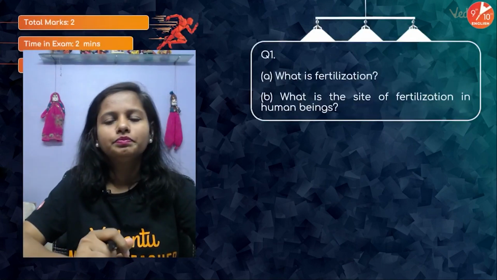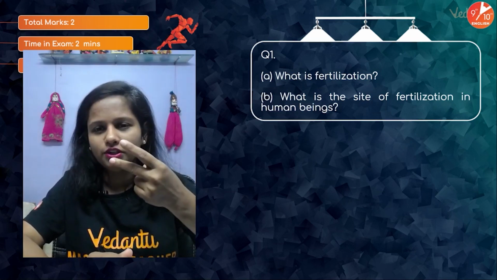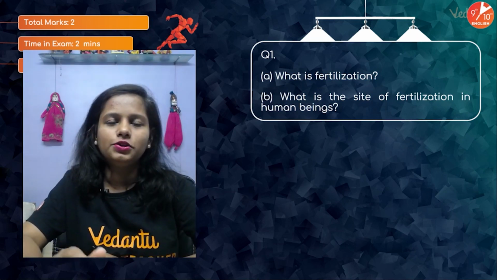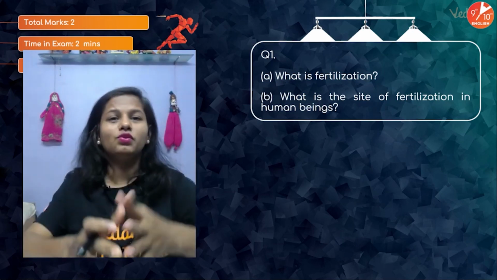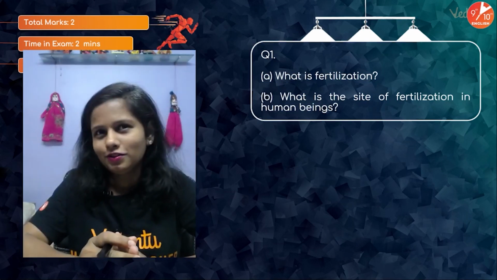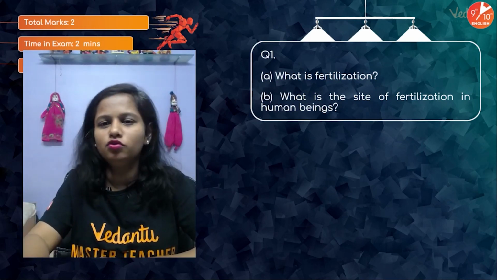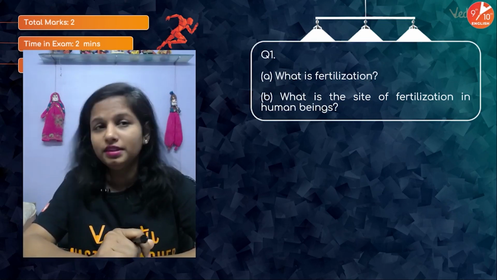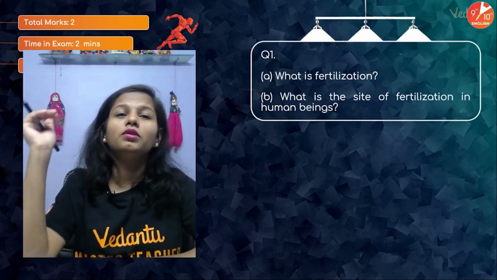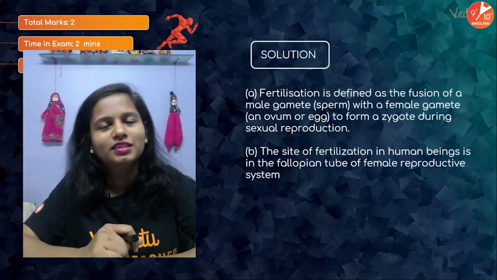Okay, here we go. So the first question is, again it's 2 marks, so 2 questions. Okay, what is fertilization? So the fusion of the sperm cell with the egg cell is what we call as fertilization, right? The haploid gametes fuse to form a diploid zygote when it comes to human beings. Okay, what is the site of fertilization in human beings? So the sperm encounters the egg in the fallopian tube. So fallopian tube is the site for fertilization.